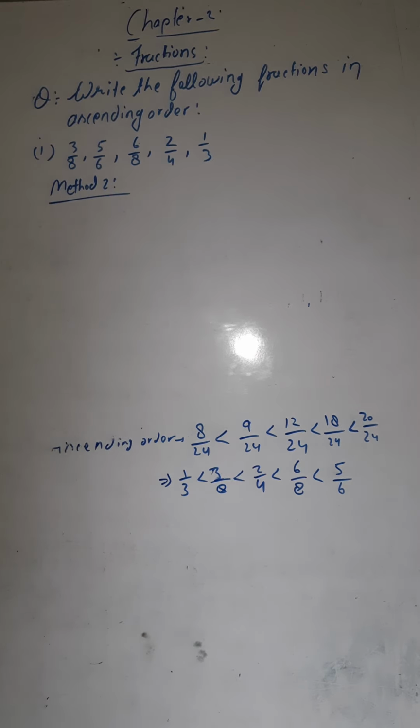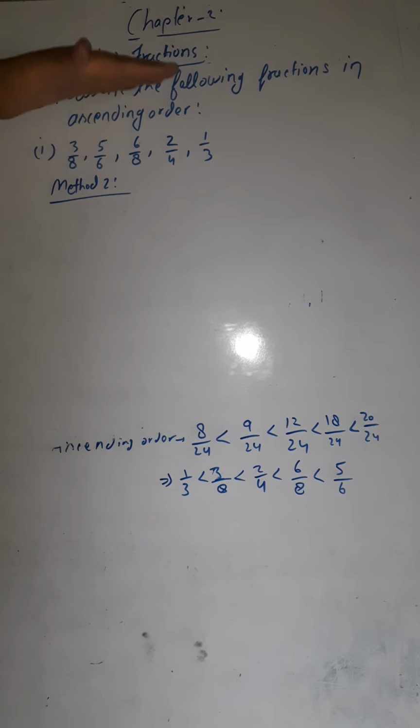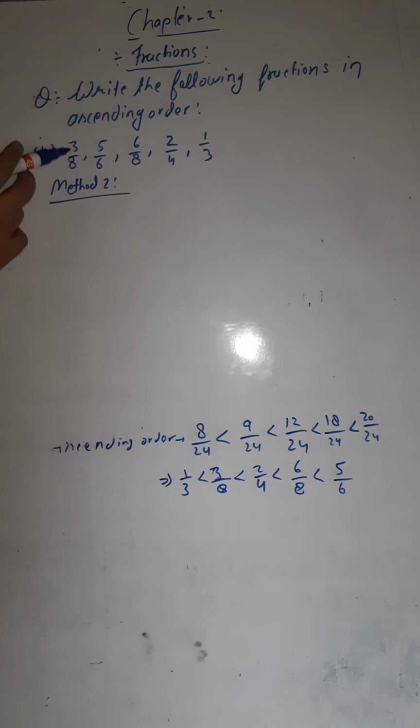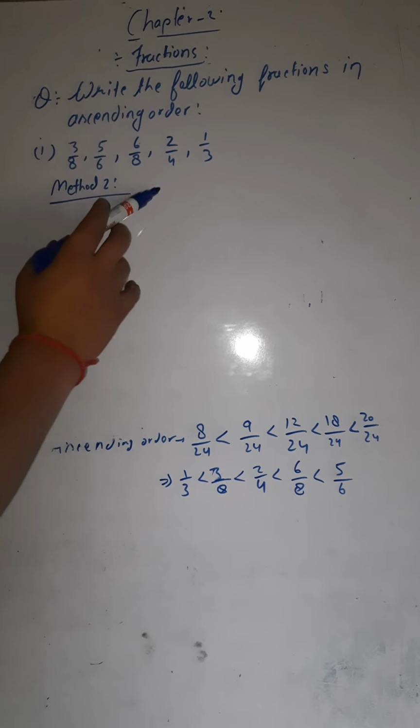Okay. So here what would I do? I will divide each numerator by their denominator. Numerator means the upper one, by their denominator. Like here I will divide this 3 by 8. Here I will divide this 5 by 6. Then I will divide 6 by 8. Then I will keep writing here.